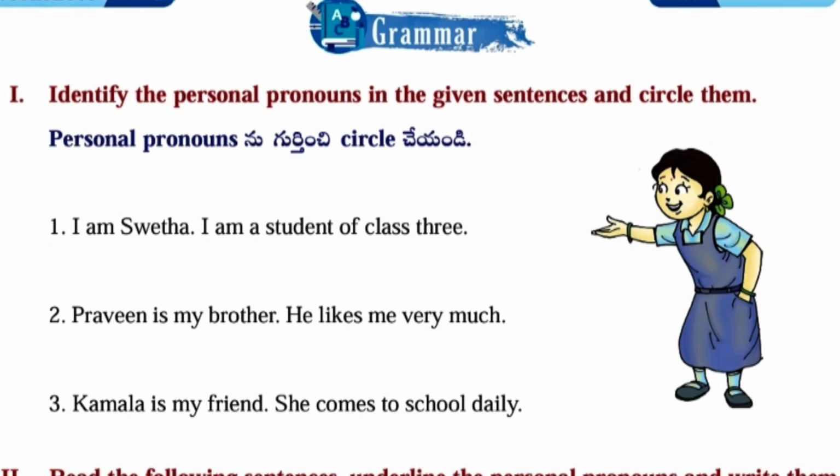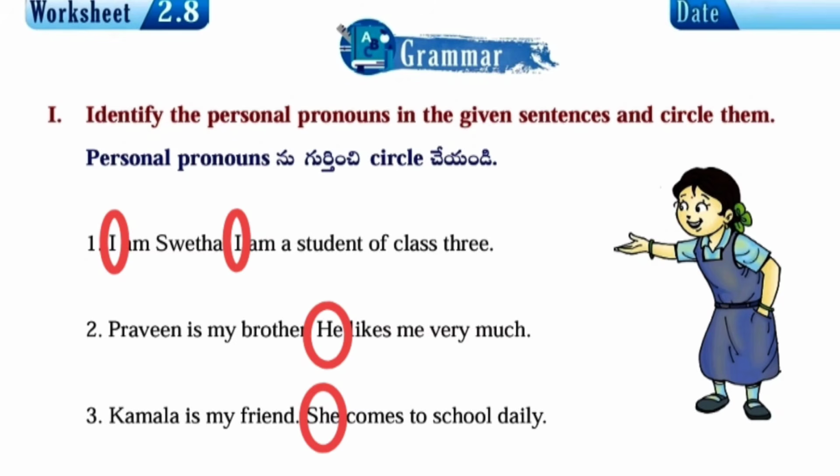Identify the personal pronouns in the given sentences and circle them. Now we have to identify personal pronouns and circle them. First one, I am Sweta. I am a student of class 3. Here, I and I. Second one, Praveen is my brother. He likes me very much. Here, personal pronoun is he. And Kamala is my friend. She comes to school daily. Here, personal pronoun is she.